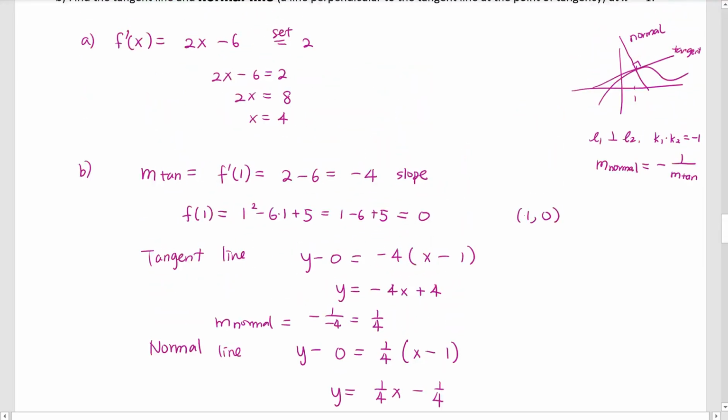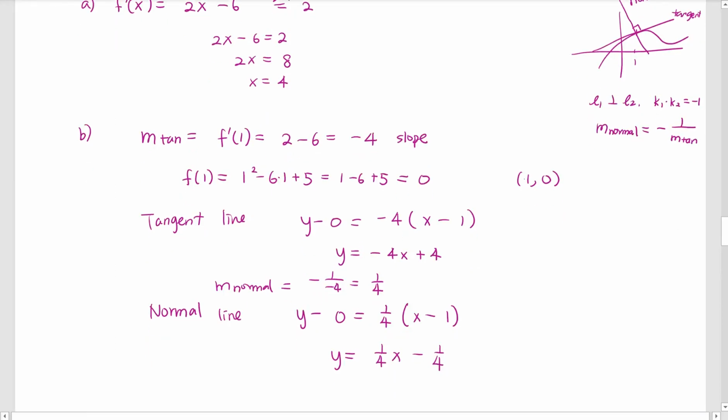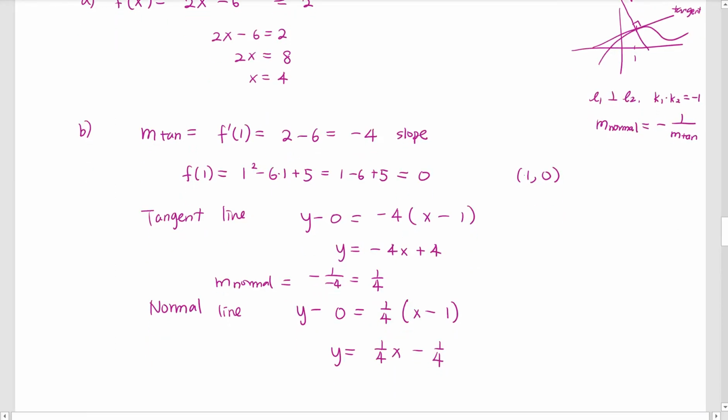You can see in our picture, the y-intercepts are not the same. So you cannot just change the slope in the slope-intercept form. You have to go back to the point-slope form, change the slope, and solve for y to get the new slope-intercept form. So far, so good, everybody.